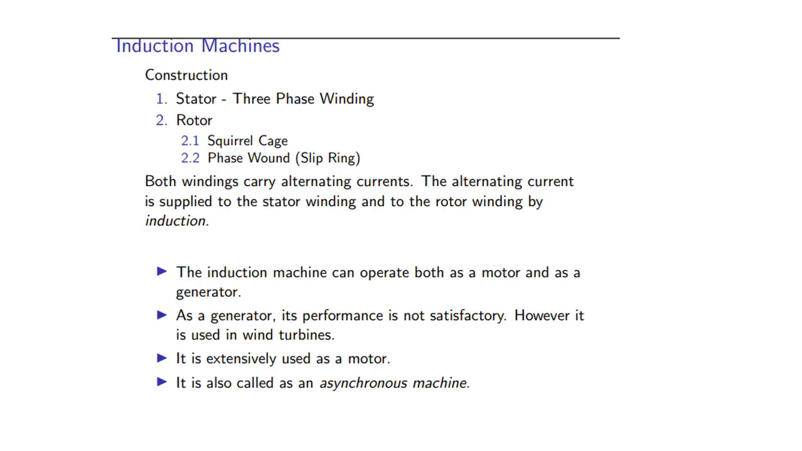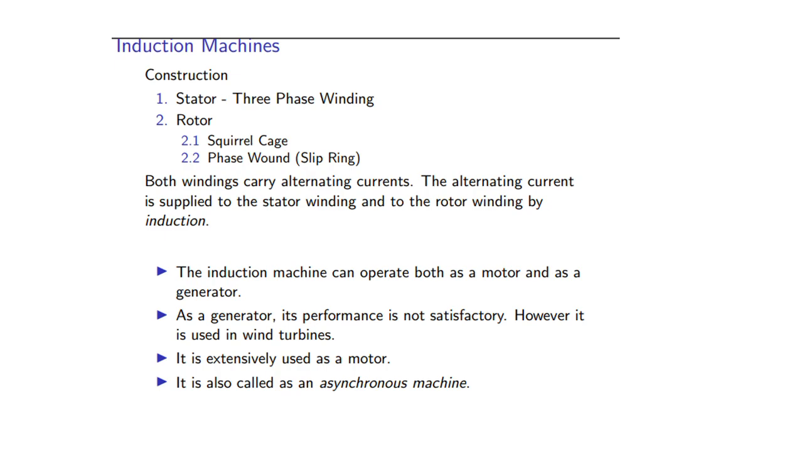This is a sample lecture on the induction machine. This is the construction. In the stator we have a three-phase winding, and in the rotor there are two types. The first one is the squirrel cage induction rotor. The second is the slip ring induction rotor, or phase wound induction motor. Both windings carry AC. We will see later what the mathematical equations are.